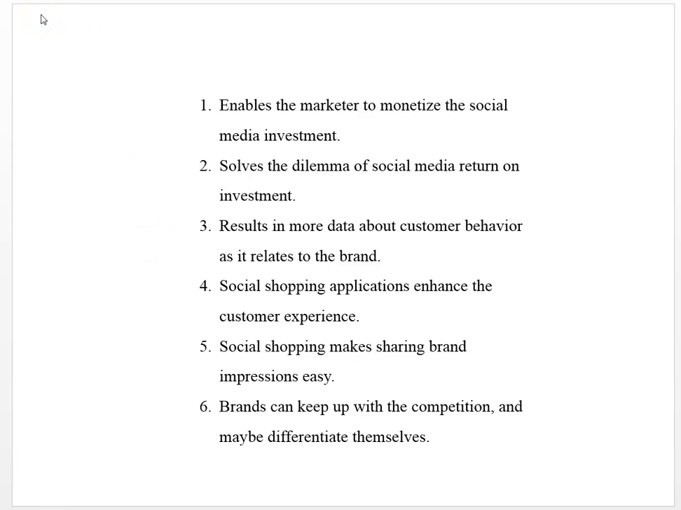All right, the next topic we will cover is essentially evaluating social media.